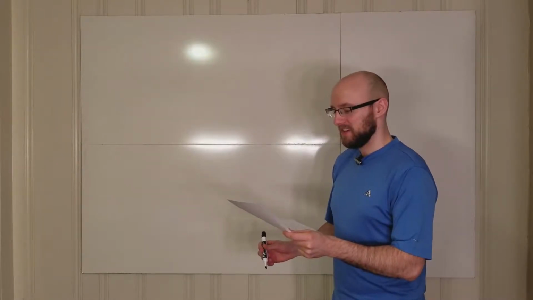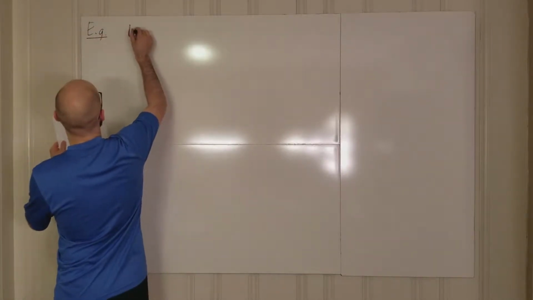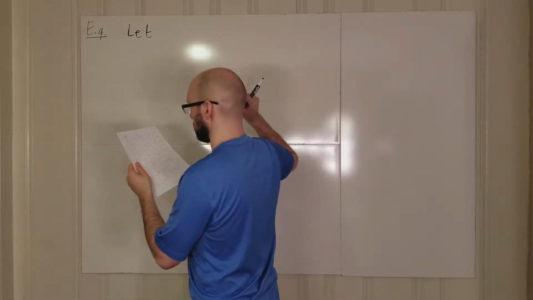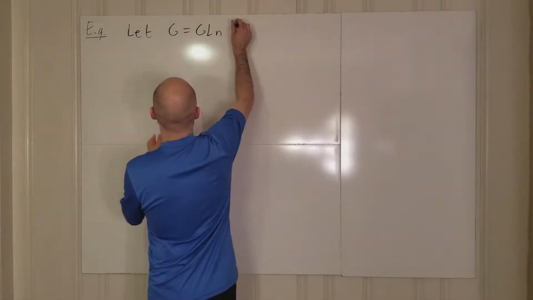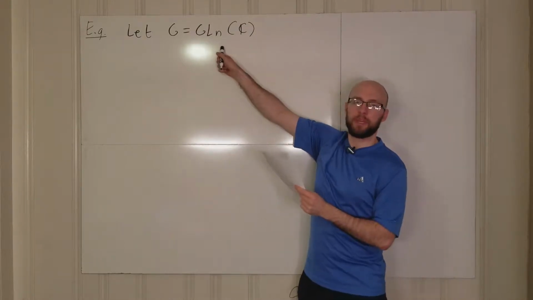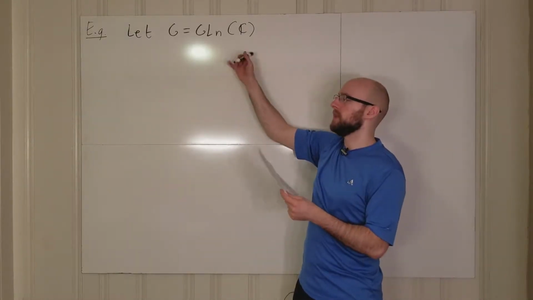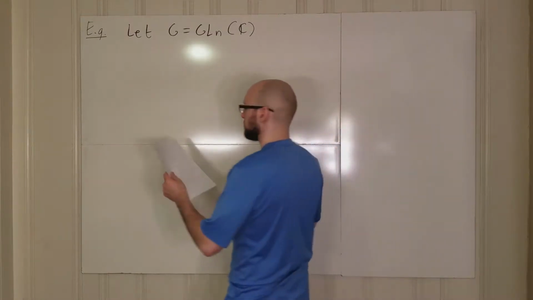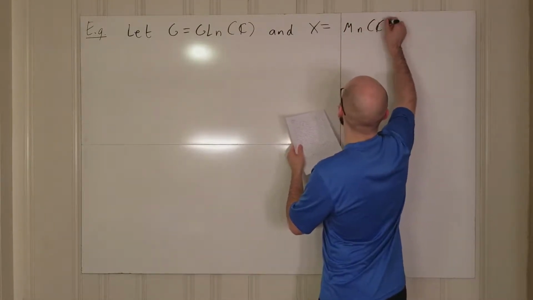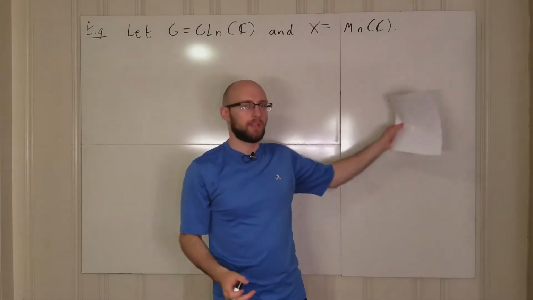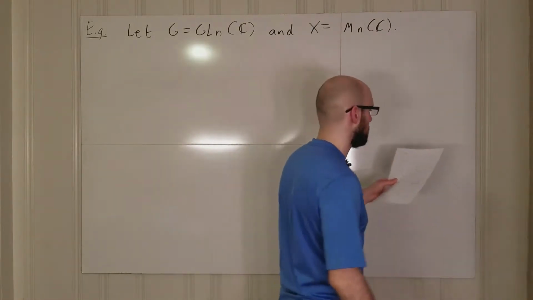So we're going to do just another example of some group actions. So let G be GL_n(C). This is the collection of all n by n matrices with entries in C. These are matrices that are invertible, i.e. the determinant is non-zero. And we're going to let X be M_n(C). So this is just all n by n matrices with complex values. We don't care what the determinant is. It could be a really messy matrix. It could be just a zero matrix.